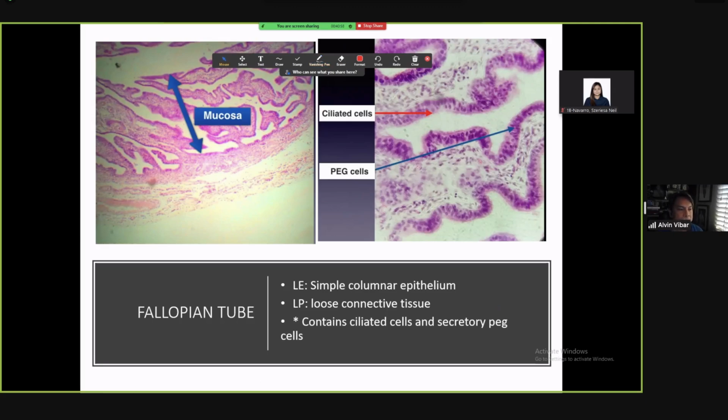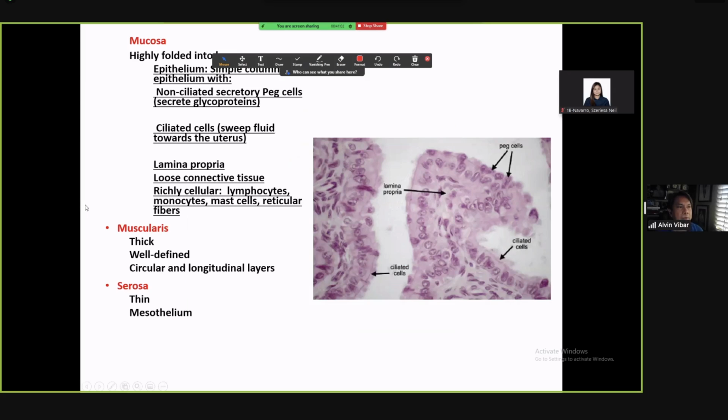Again, here at higher magnification, you're going to see again the two types of cells: the columnar cells with hair-like projections, and the secretory cells without cilia, non-ciliated, which we call peg cells.